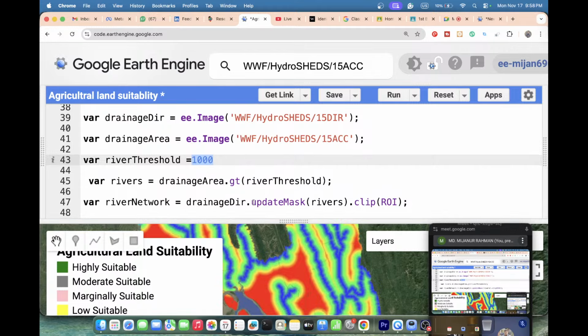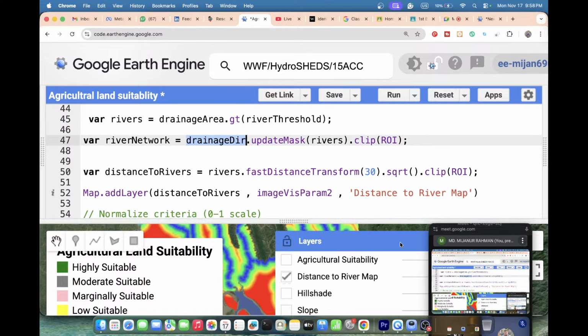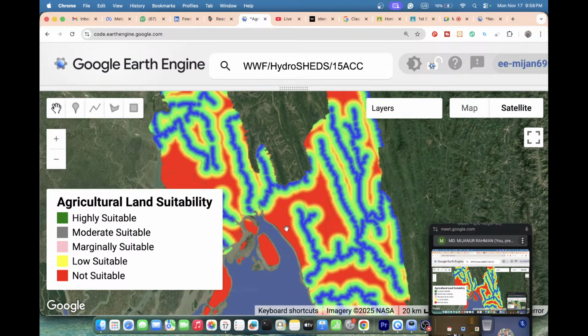So just call the drainage area, update mask with the rivers and clip with the study area, and further we create the distance. First we apply this formula, a square root, clip with this, and find out this distance to river map. So now if you check, we find this type of map. This type of place indicates far from the river. This blue color indicates very near to the river. Then this green color, then yellow color, then red color. It just creates some distance to river classes. And when you download this data in GeoTIFF file format, you can also get the distance.